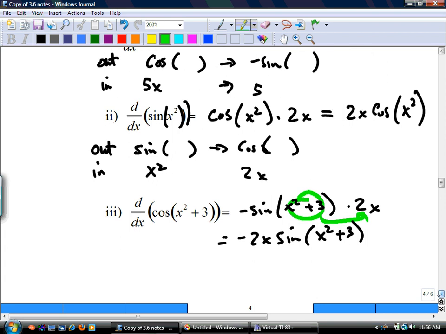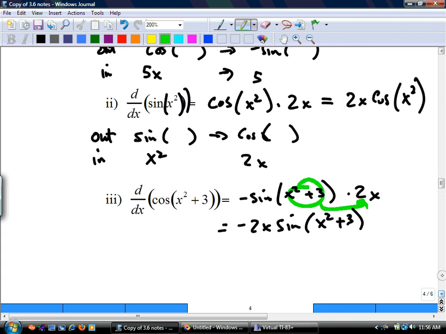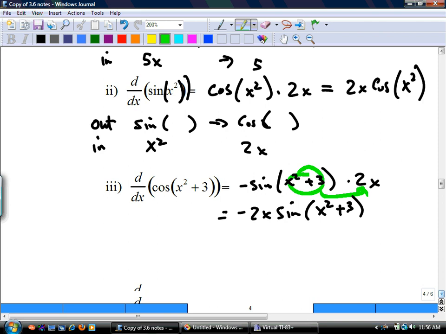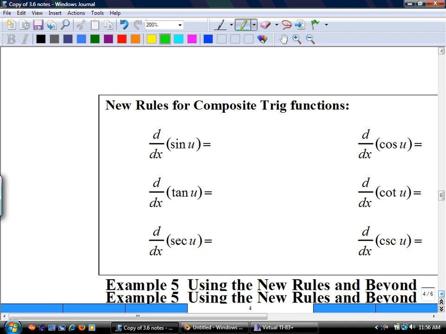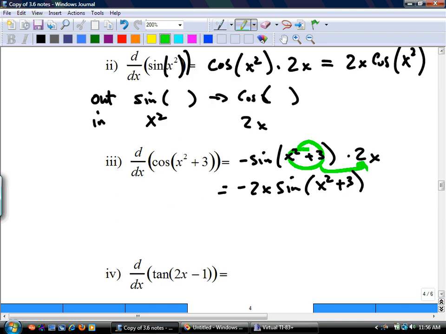Is that it for those, or are there more? One more? This is so exciting. The derivative of secant squared. Oh, crap. Okay, secant squared.